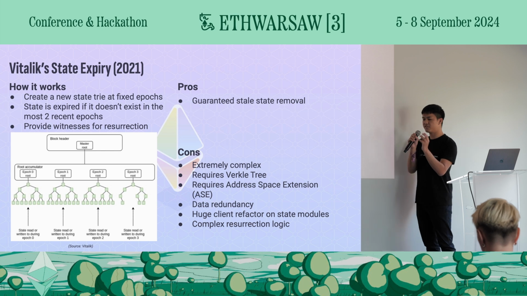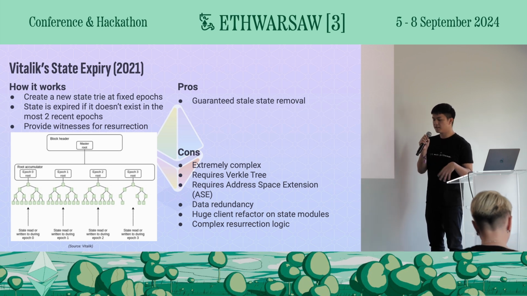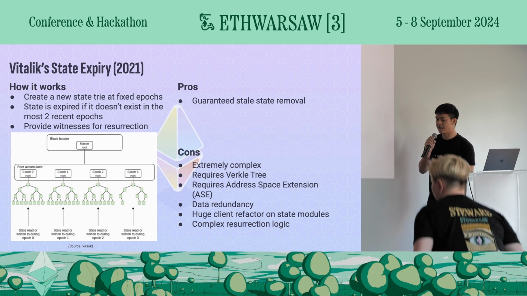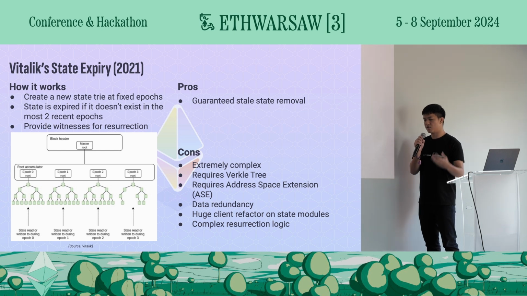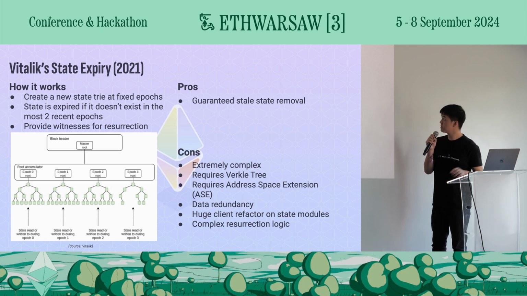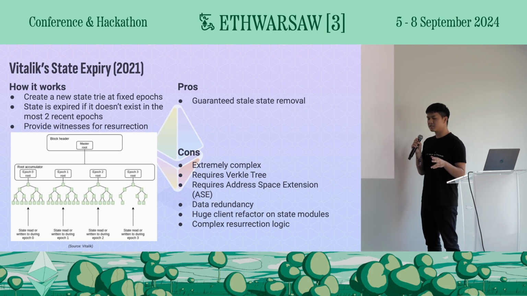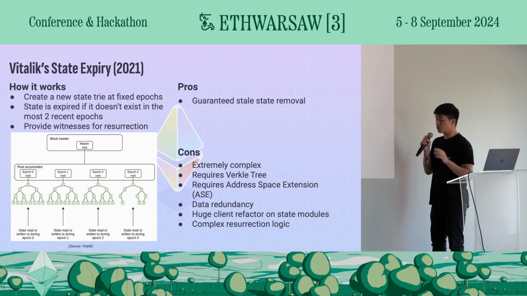So right now, you are shifting from a single world state into multiple epoch-based world states, or multiple epoch-based tries. A state is considered expired if it doesn't exist in the two most recent epochs, right? And if you want to resurrect or access the expired state again, you have to provide witnesses for it. So this is the very brief summary of how it works. The pro here is that, yeah, if you have such a model, you are guaranteed to remove the stale state. But the con here is that it's extremely complex.